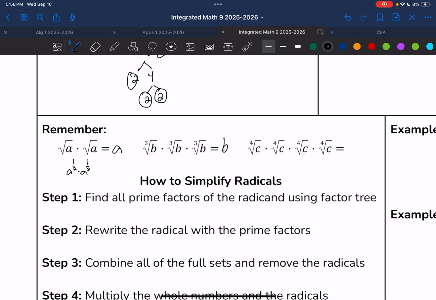Same with b: the cube root of b times the cube root of b times the cube root of b. Well, that's the same as just b, right? We can also think about that as the cube root of b cubed, and those are going to cancel each other. Same thing if we have 4 fourth roots of c, well, that's just c.